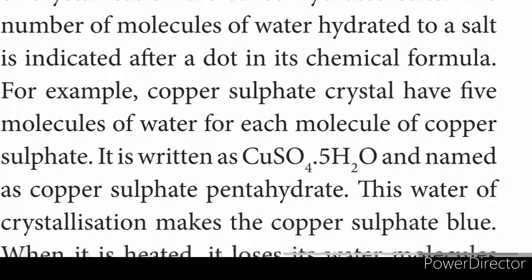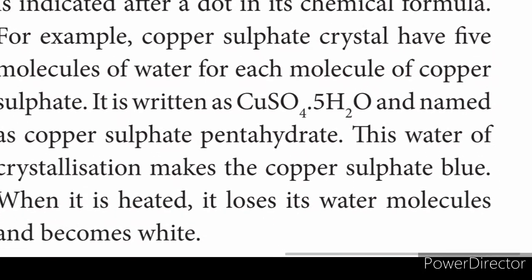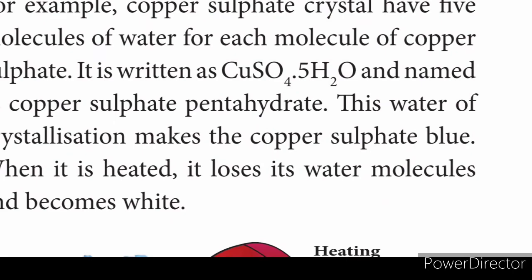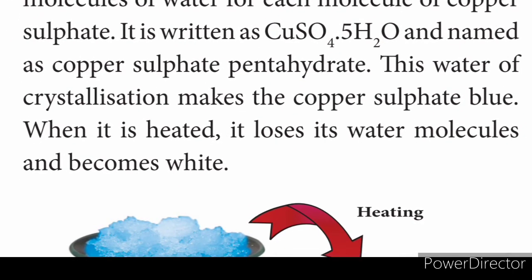For example, copper sulfate crystal has 5 molecules of water, so the formula is CuSO4·5H2O, whereas potash alum has 12 molecules of water. This water of crystallization makes the copper sulfate blue. When a crystal salt has some water molecules, it gives a certain color to the salt. Copper sulfate attains blue color because of the presence of these 5 molecules of water.